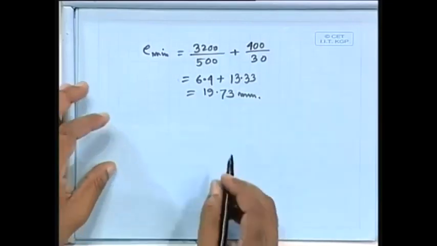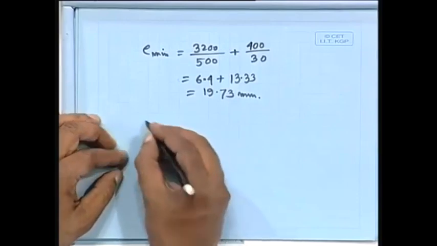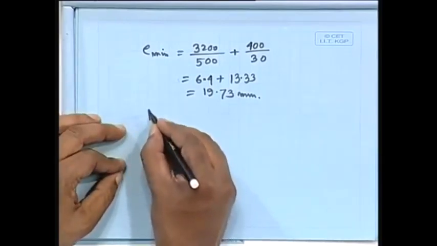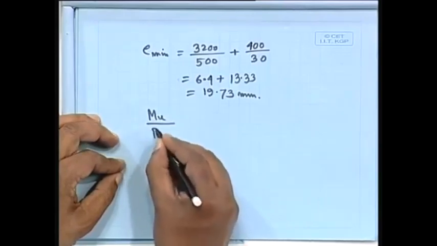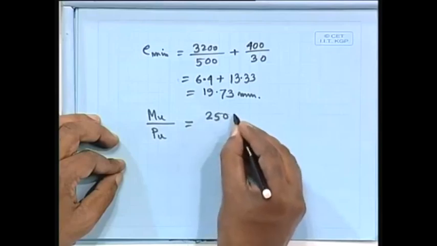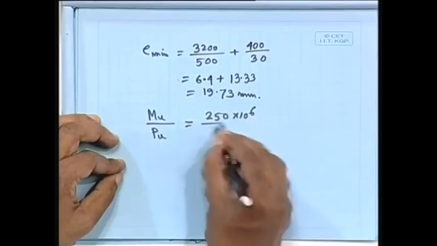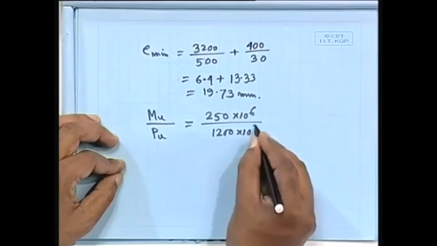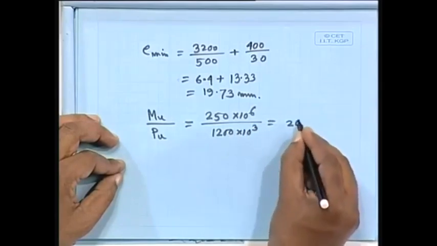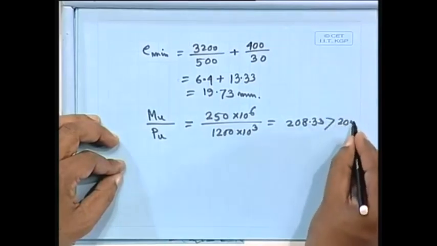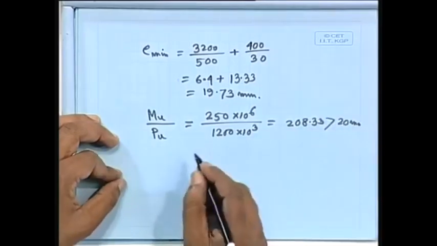So let us find out design for M. What is the Mu by Pu? Mu by Pu equal to 250 into 10 to the power 6 divided by, which is 208.33, which is greater than 20 millimeter. So we have to design for M.